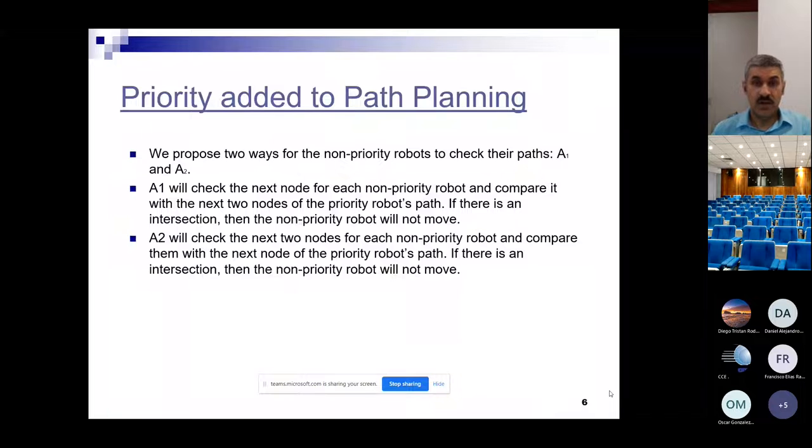So for every move of the non-priority robot, its next move is compared with the next two moves of the priority robot. Now A2 is a little bit different. It compares the next two nodes of the non-priority robot with the next node of the priority robot. So it's doing the opposite. If there is an intersection, again, the non-priority robot will not move.